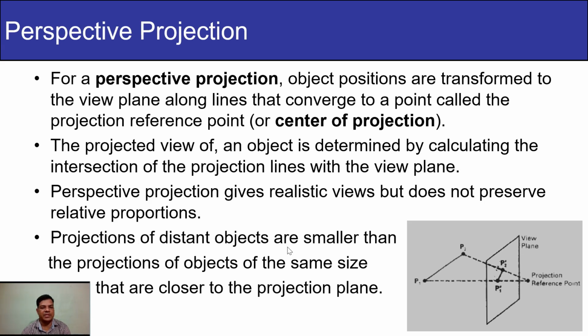Projections of distant objects are smaller than the projections of objects of the same size that are closer to the projection plane. So the objects which are closer to the view plane appear big, and the objects which are far from the view plane appear small if they have the same dimensions.